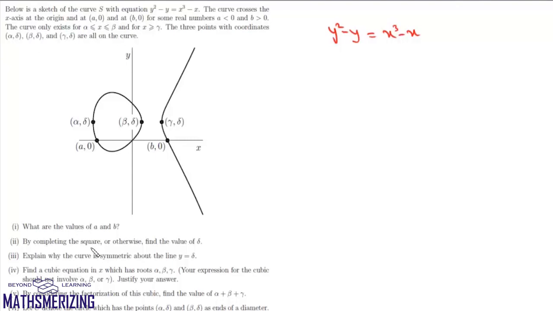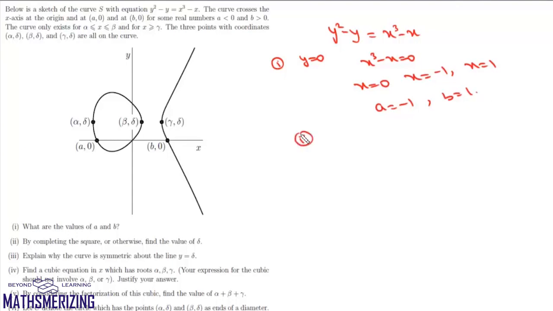Now the first question is, what are the values of a and b? A and b are the points of intersection of this curve with the x-axis. For intersection, we'll put y as 0. Now we'll put y as 0, we'll get x cubed minus x equals 0. So we'll get the value of x as 0, minus 1 and plus 1. So the value of a should be minus 1 and the value of b should be plus 1.